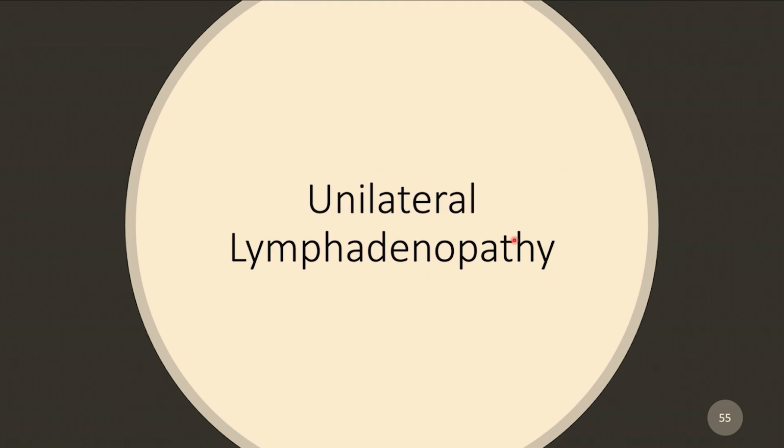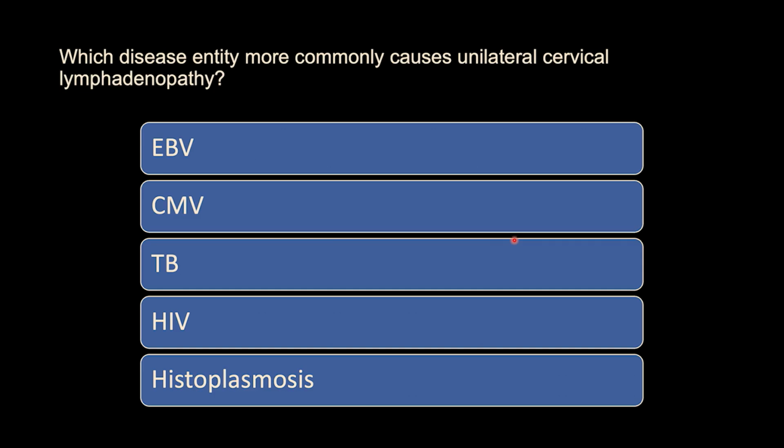Okay, so let's talk a little bit about unilateral lymphadenopathy. That was bilateral for viral. Okay, so which disease entity more commonly causes unilateral cervical lymphadenopathy? Epstein-Barr, CMV, TB, HIV, histo. So it's TB. Mycobacterial infections will more often be unilateral.